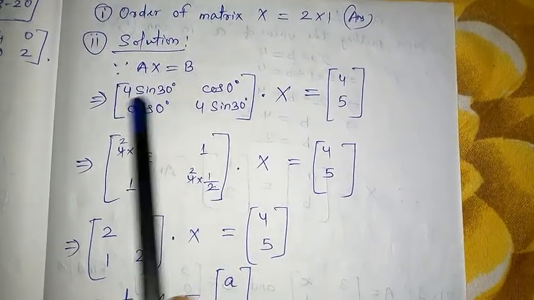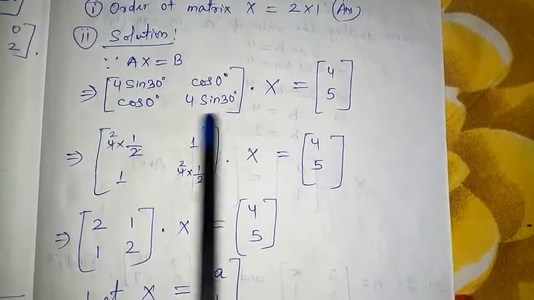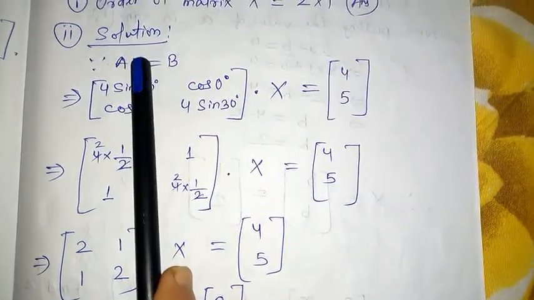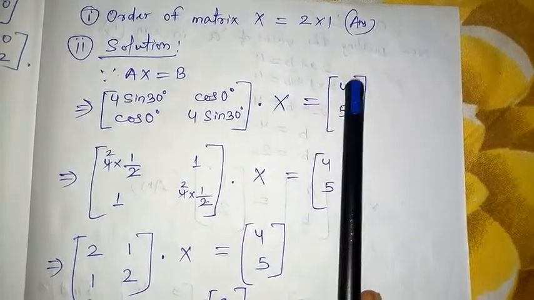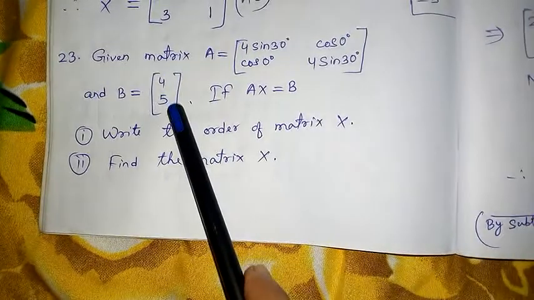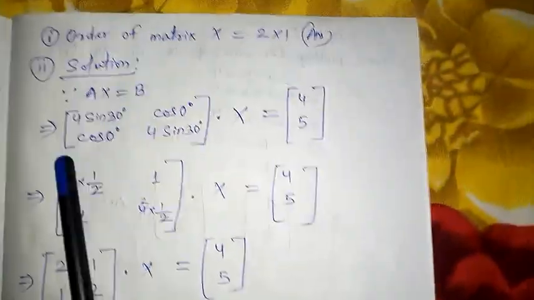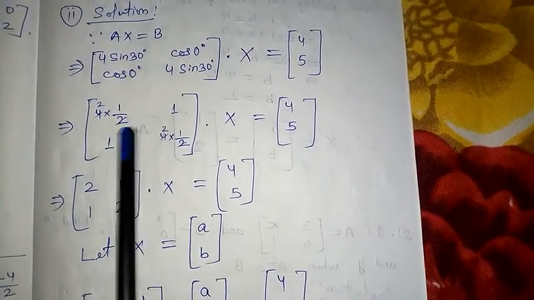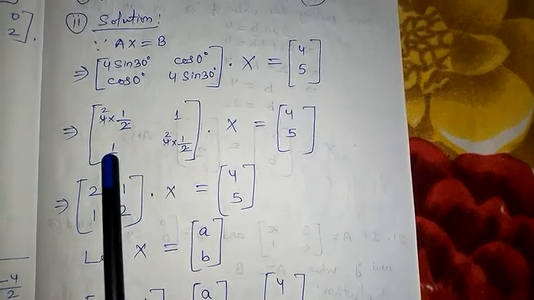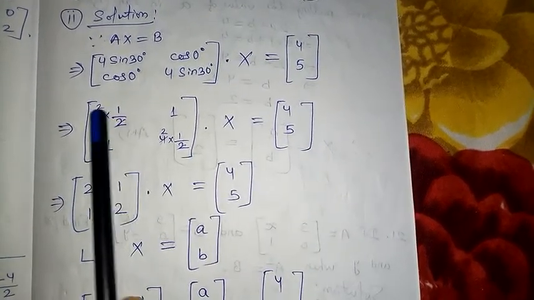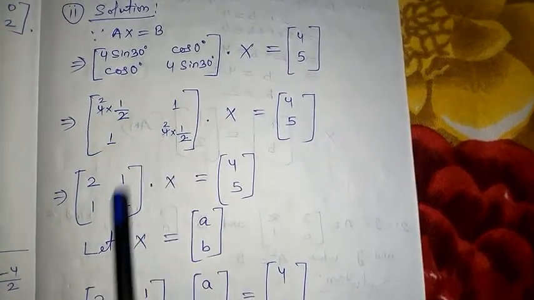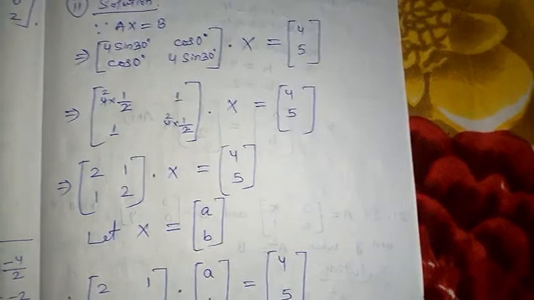So AX equal to B, and the value of A is from the question. You can see the value of A here, I have put the value of A here, and X is outside, X equal to the value of B, which is [4, 5]. So I have put the respective values, I will find the value of X. Now 4 into sin 30 is 1 by 2, cos 0 is 1, cos 0 is 1, 4 sin 30 is 1 by 2. 4 into 1 by 2, if you cancel, 2 1s are 2, 1, 1, 2. So from here we got this into X equal to [4, 5].